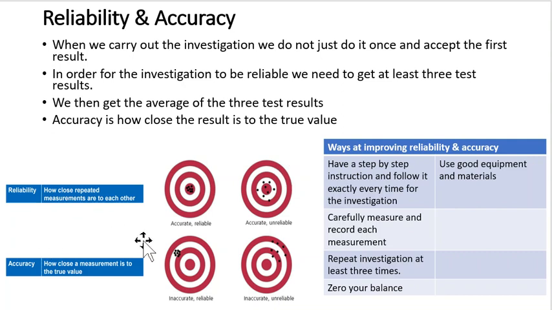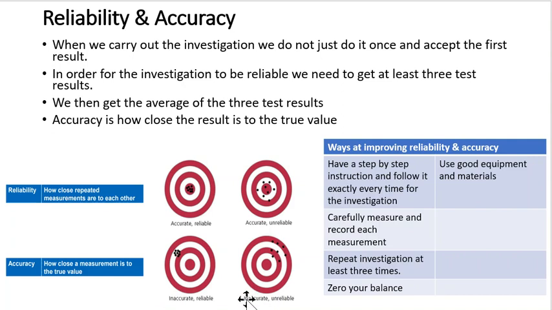The next one is inaccurate but reliable. For example, you could get a result that's way off the true value, but all of the values you get are way off, yet they're all very close to each other. That indicates that the procedure, the way the person has carried it out, is very reliable because they're getting the same result, but there's something going wrong because they're getting the wrong result.